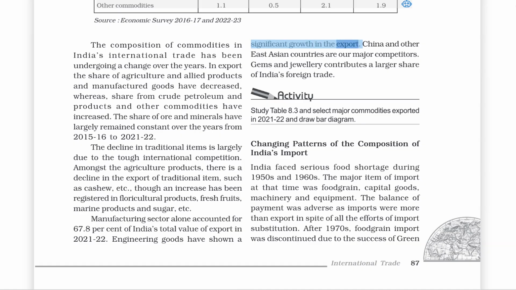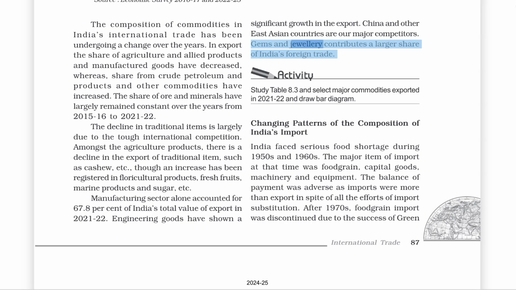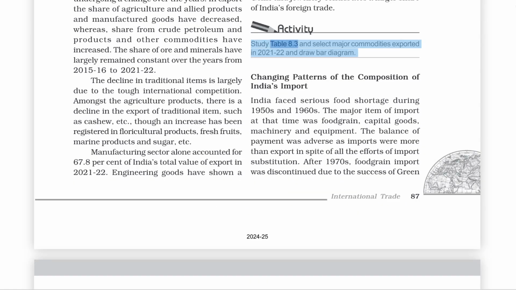Significant growth in the export. China and other East Asian countries are our major competitors. Gems and jewelry contributes a larger share of India's foreign trade. Study Table 8.3 and select major commodities exported in 2021-22 and draw bar diagram.